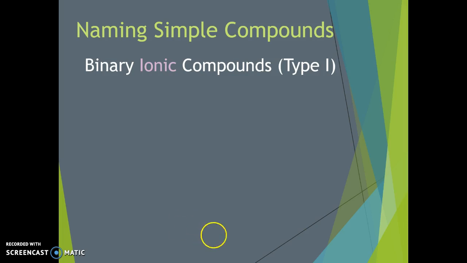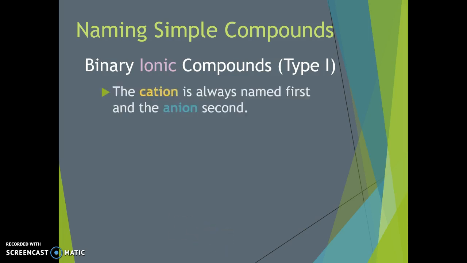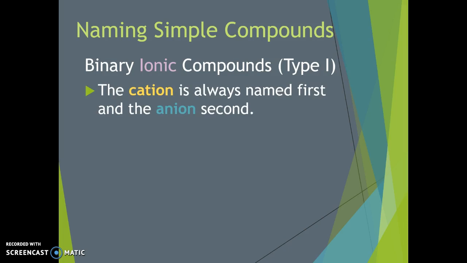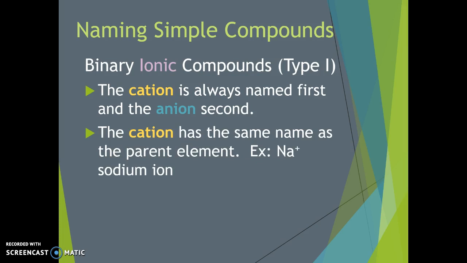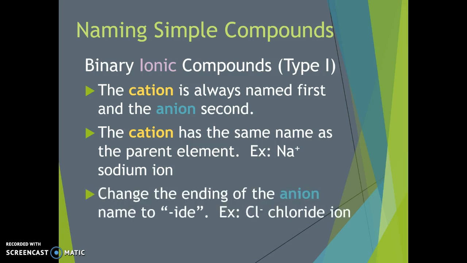The first type of ionic compounds is made from a cation and an anion. The cation is always named first and the anion, or negative ion, second. The cation always has the same name as the original element. For example, we call Na+ a sodium ion. For the anion, we change the ending of the element to "ide," so the chlorine atom becomes the chloride ion.